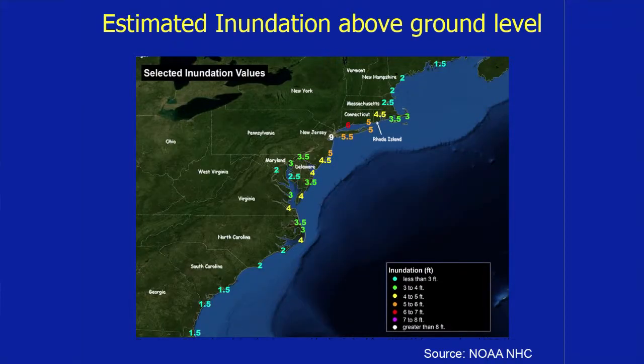Of course, the big impact of Sandy was the flooding. This is the map produced by the NOAA National Hurricane Center showing the water elevation above the ground, and you can see the numbers in feet. The highest elevation was observed in the New York, New Jersey area, up to 9 feet, in some places even larger. That was certainly a huge flood event.